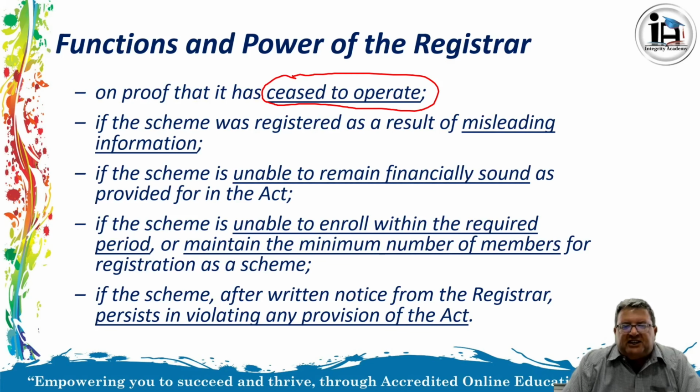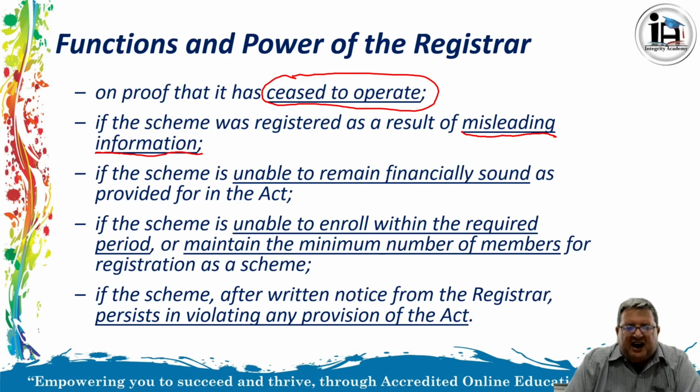Or if the scheme was registered as a result of misleading information, you misled them and you gave them the wrong information just to be registered, and they found out that you've misled them, even though you're carrying on. The problem is you misled them to get the registration, so then they can just deregister the medical scheme, although it's going on very nicely. That will be really sad.